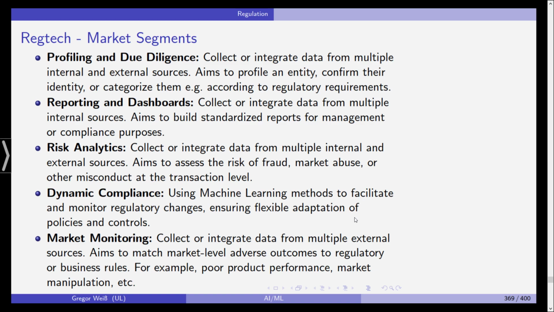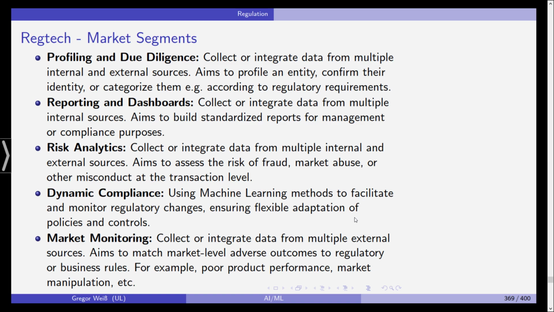Dynamic compliance is when you use machine learning methods to facilitate monitoring of regulatory changes, and in order to ensure a flexible adaptation of your policies, but more importantly of your processes that you have in place. Otherwise, what would happen is that every time something in regulation changes, you need to do this yourself, or you need to hire external consultants to change the processes that have been put in place some time before that.